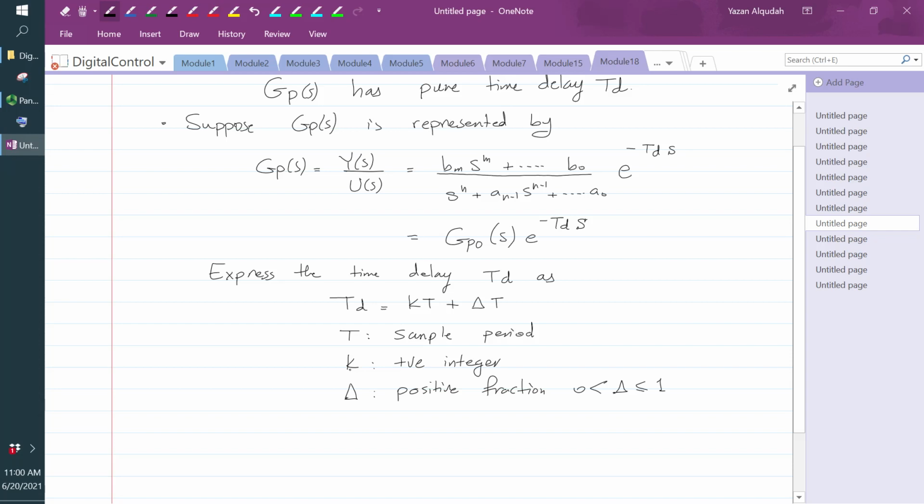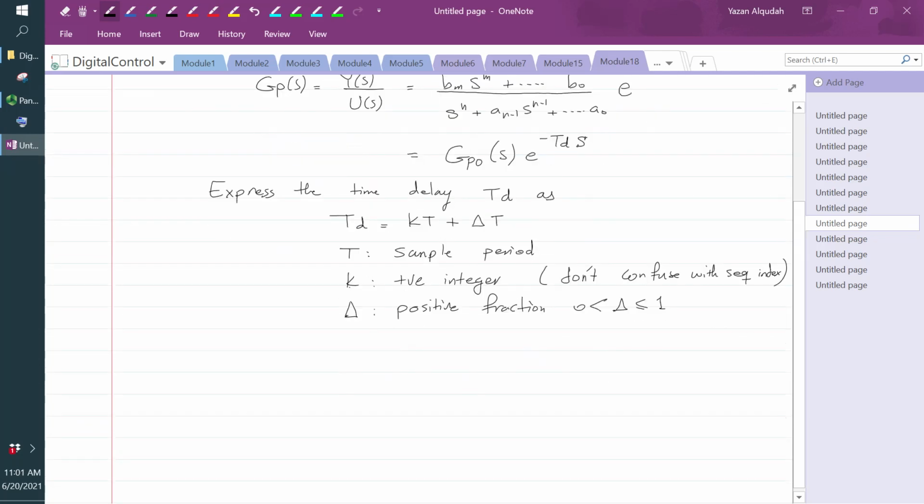Now this K here should not be confused with the sequence index. There's so much math that we're running out of symbols to use. Okay, so again, we're taking the delay and representing it as an integer multiplied by T plus a fraction multiplied by T.